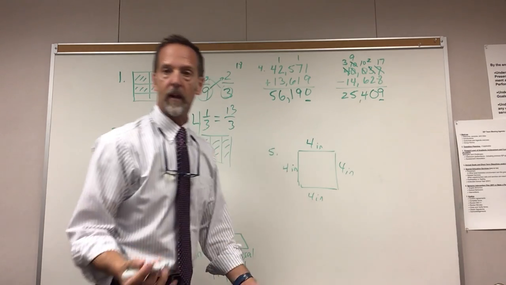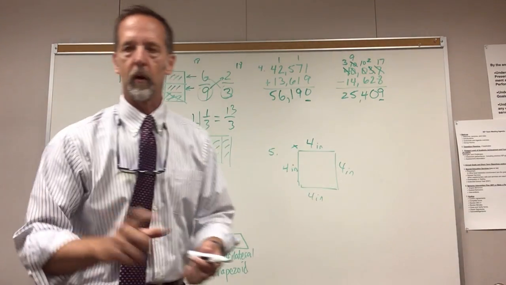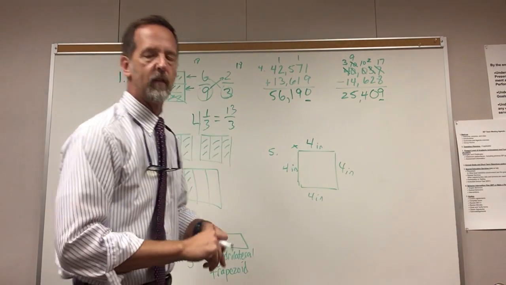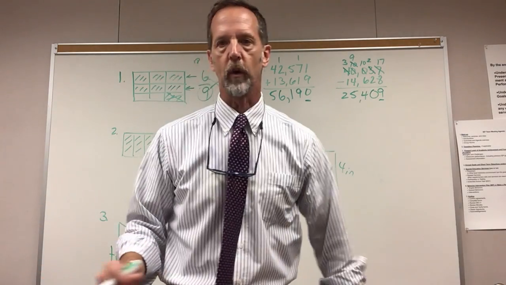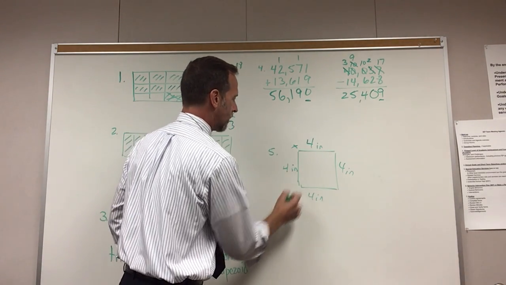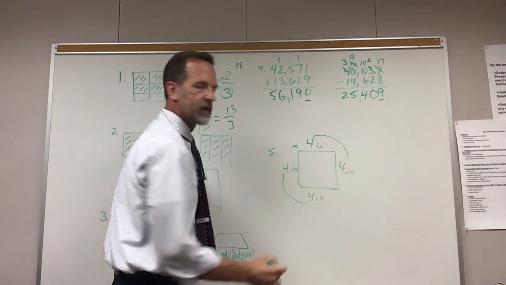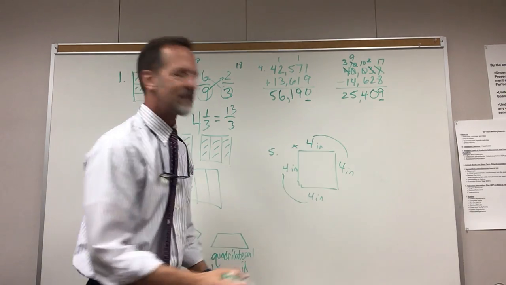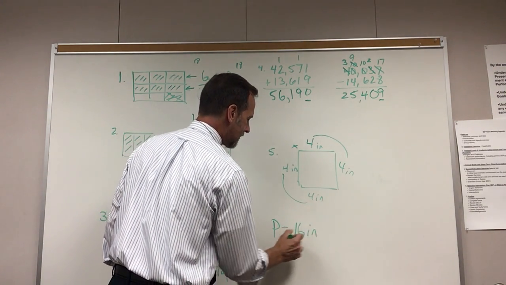Okay? So now we have to find the perimeter. To find the perimeter, we go around the outside. Perimeter goes around the outside of something. If you have a fence in your yard, the fence goes around the perimeter of your yard. All right? To find the perimeter, we add our way around. So 4 plus 4 is 8. 4 plus 4 is 8. 8 plus 8 is 16. This has a perimeter of 16 inches.